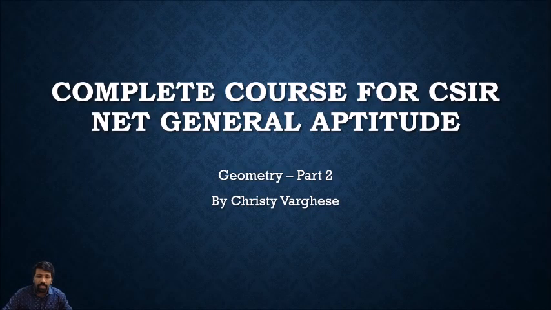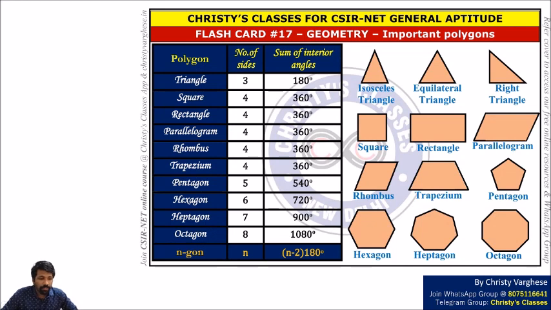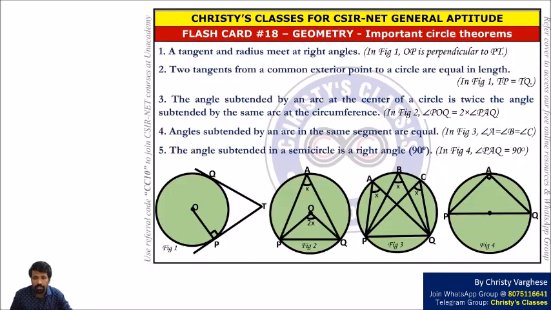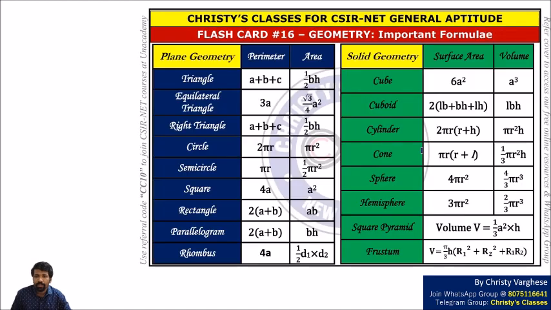Today is the second lecture on the topic geometry itself. In the first class we discussed the different types of geometrical shapes. Two-dimensional geometrical shapes we discussed in detail, and then we discussed their sum of interior angles. Then circle related theorems we learned in detail. Then area and volume related things that are needed for the next chapter, mensuration.